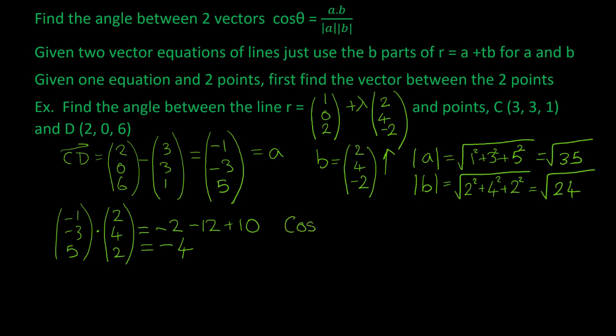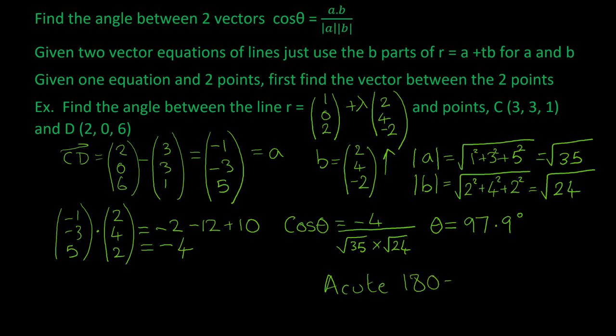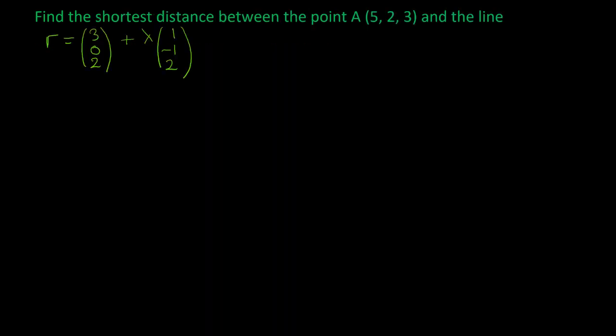So let's put that all together in our formula. So that's going to give us cos theta equals minus 4 over root 35 times root 24. And so we're going to put that into the calculator to work out what theta is. And to one decimal place, that gives us 97.9 degrees. Now sometimes they specify that what they want is the acute angle. This is obviously not acute, so if they need the acute version of that, then all you've got to do is take that away from 180, and so that will give us 82.1 degrees.